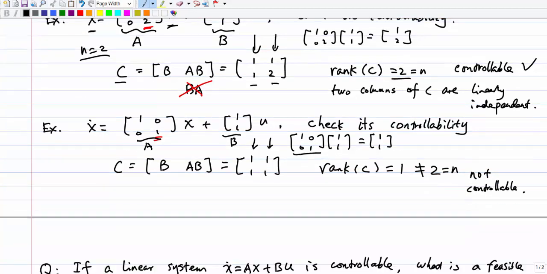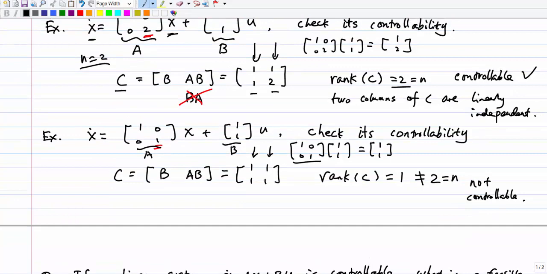The reason that this is not controllable, you can also write out. If I let x be x1, x2, I can write this down as 2 equations. The first equation is x1 dot equals x1 plus u, and the second equation is x2 dot equals x2 plus u. You see the same reason as before: you cannot change too much, because they are the same, and that could cause problems.